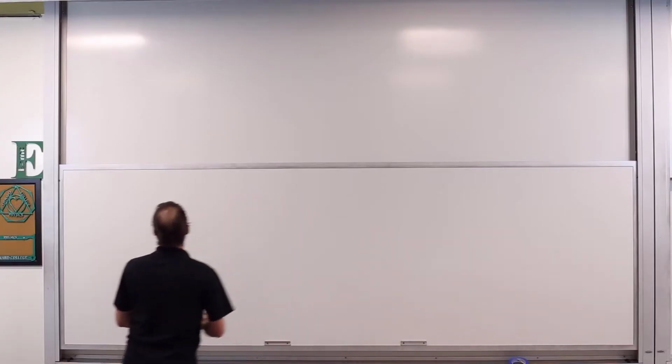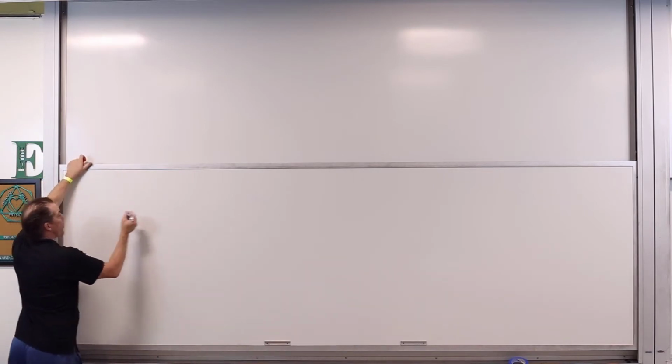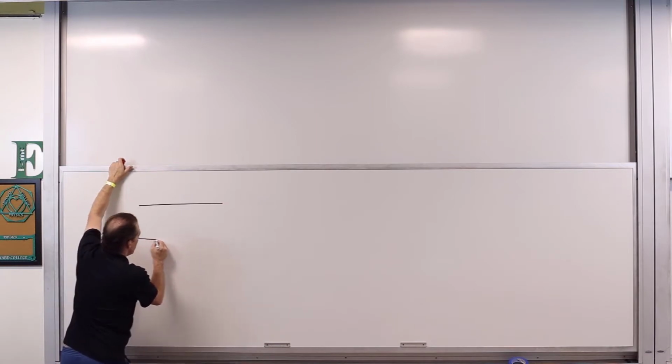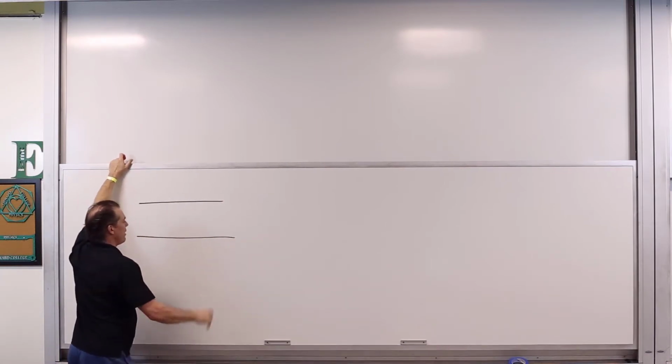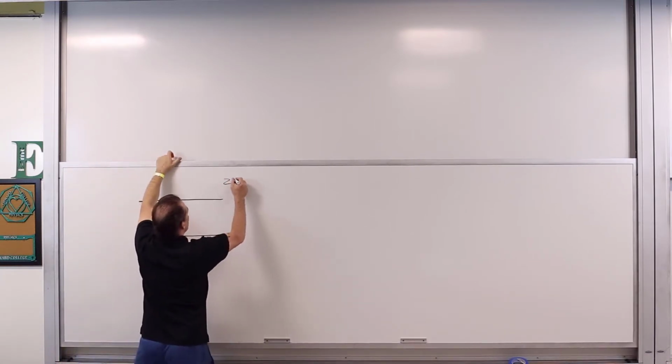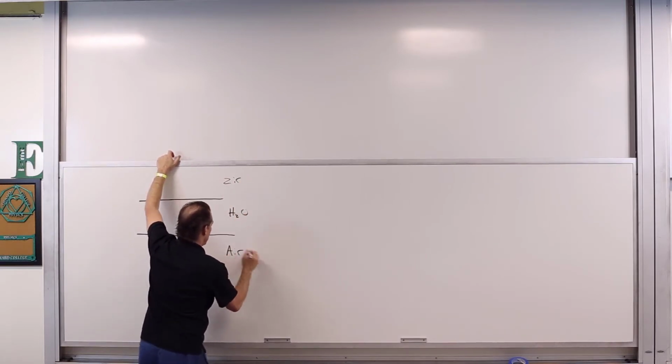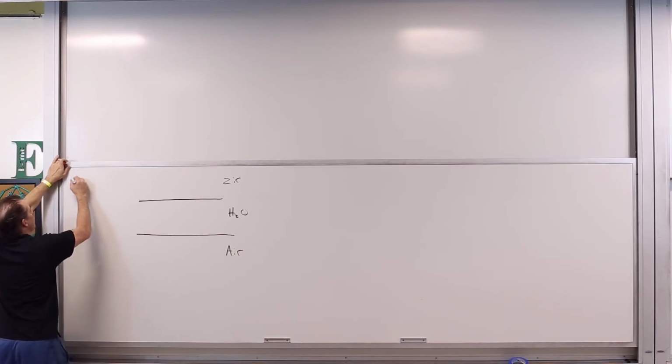Okay, so that's what we've got. We've got ourselves 3 materials that are stacked. We've got a zircon, we've got some water, and we've got some air. Each of these has its own index of refraction.